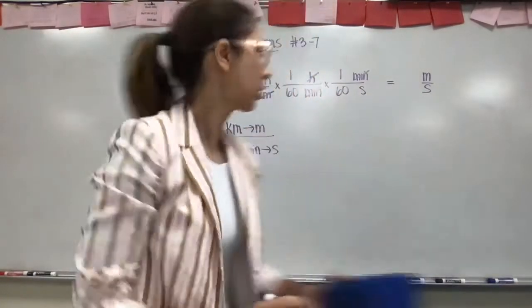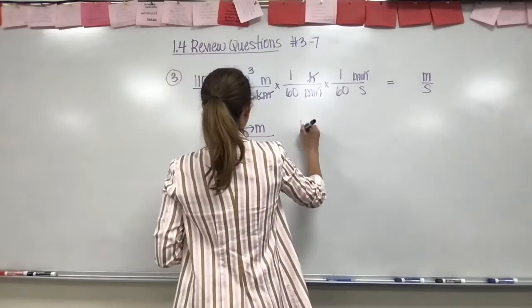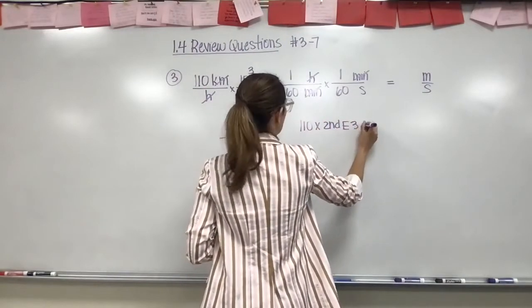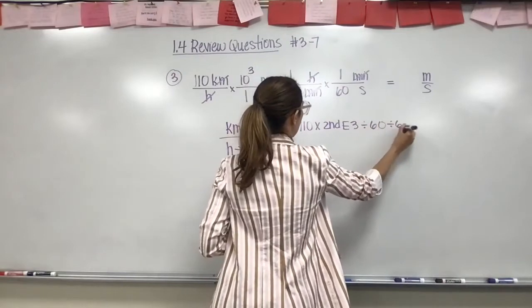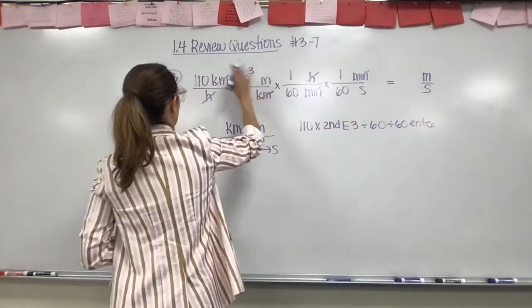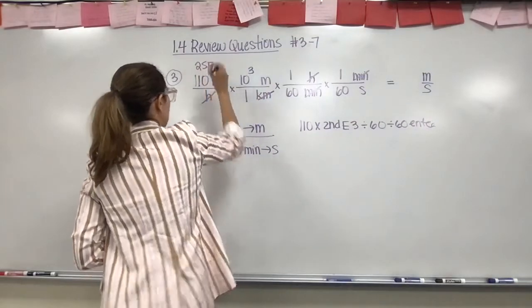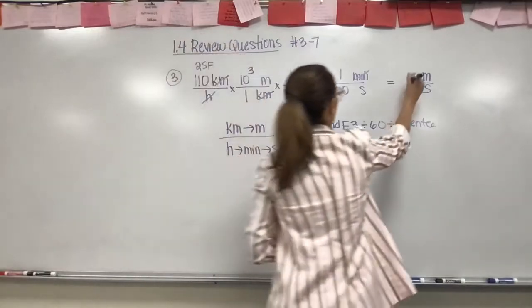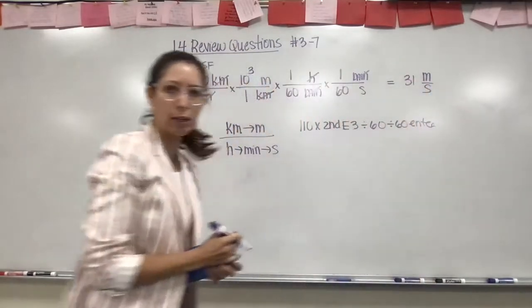And in your calculator, this is going to be 110 times second E3 divided by 60 divided by 60, enter. These are exact unit equations, so that means you would want 2 significant figures in your final answer. You should get 31 meters per second.